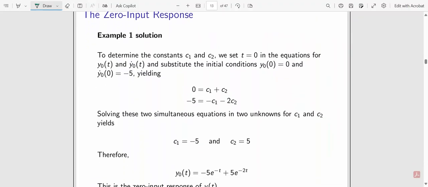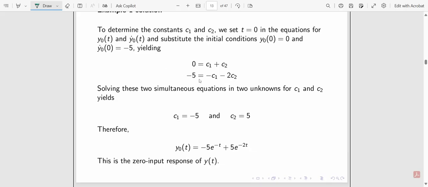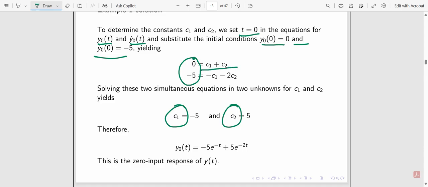After this, we can solve it further if we want to find c1 and c2. To determine the constants c1 and c2, we use the initial conditions given to us. According to the initial conditions, we get 0 and -5, where we have c1 and c2 with lambda equal to -1 and lambda equal to -2.